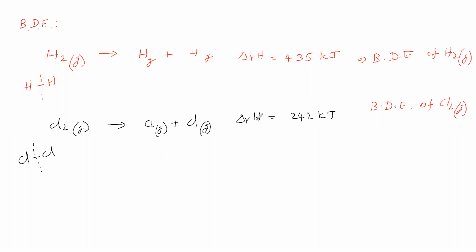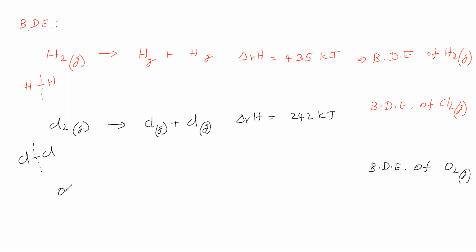Why does hydrogen have a higher value when compared to Cl2? Because in hydrogen, 1s orbitals are involved in bonding, whereas in chlorine, 3p orbitals are involved in bonding. Therefore, it has a higher bond dissociation enthalpy when compared to this one. Now we will see the bond dissociation enthalpy of oxygen.